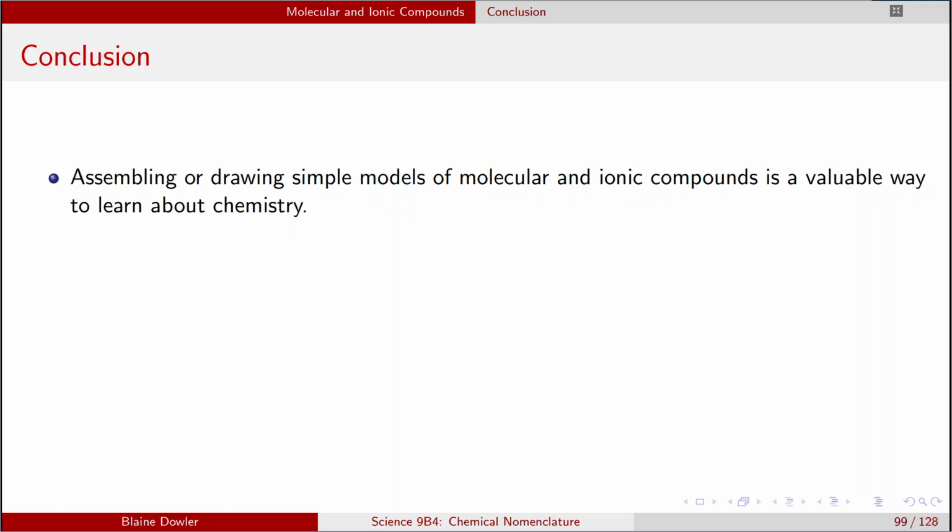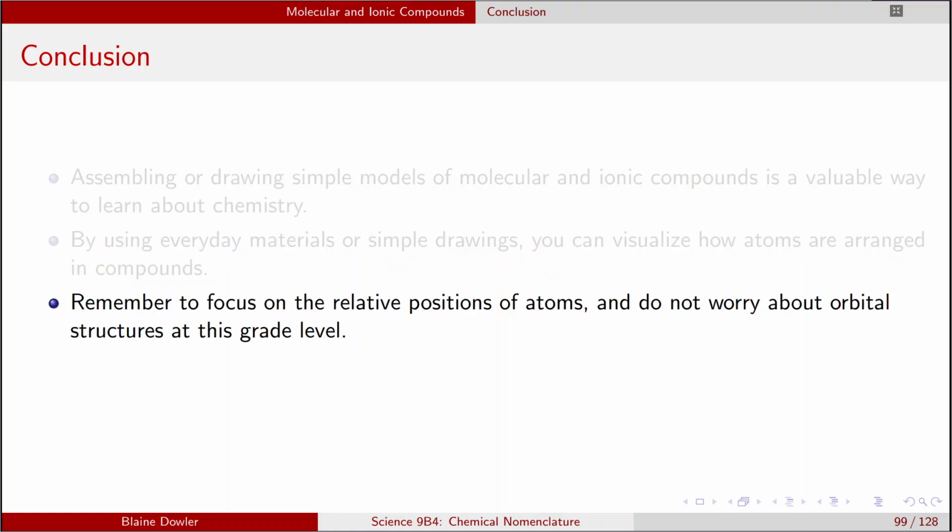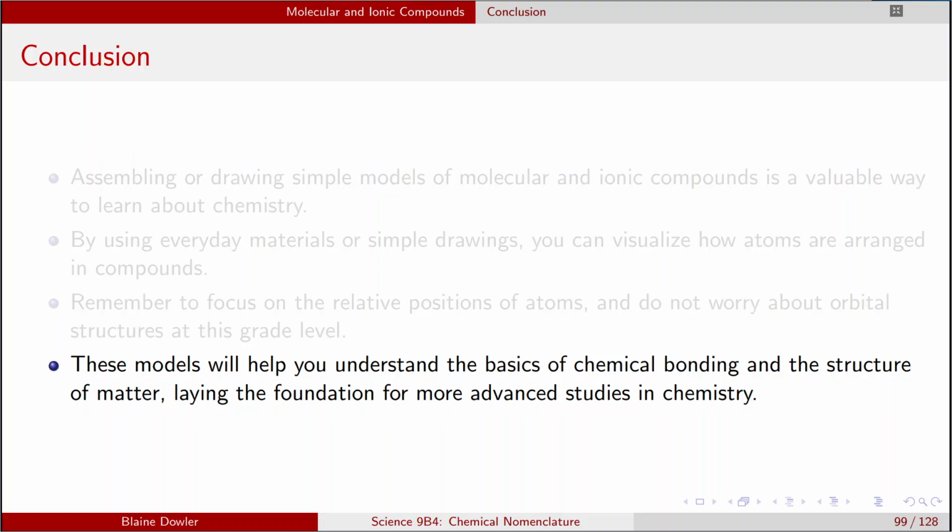In conclusion, assembling or drawing simple models of molecular and ionic compounds is a valuable way to learn about chemistry. By using everyday materials or simple drawings, you can visualize how atoms are arranged in compounds. Remember to focus on the relative positions of atoms and do not worry about orbital structures at this grade level. These models will help you understand the basics of chemical bonding and the structure of matter, laying the foundation for more advanced studies in chemistry.